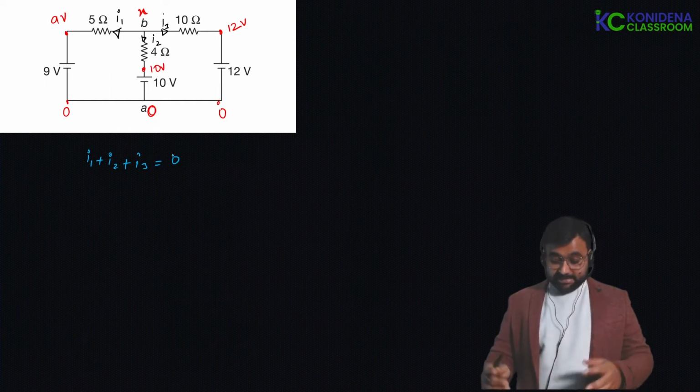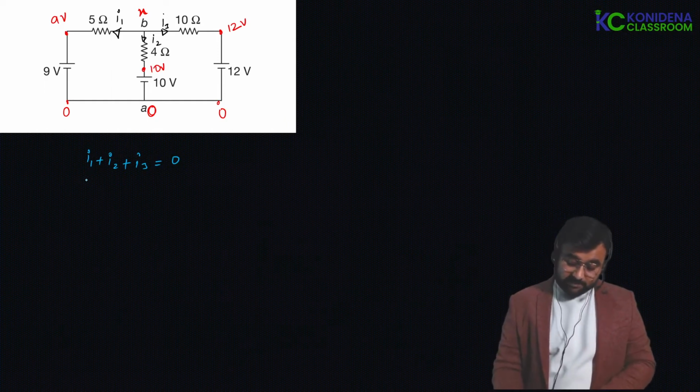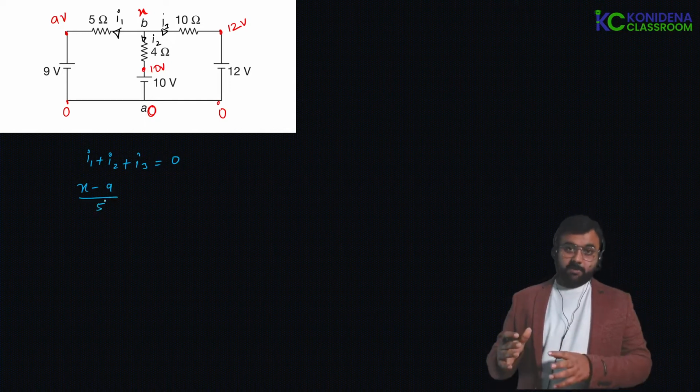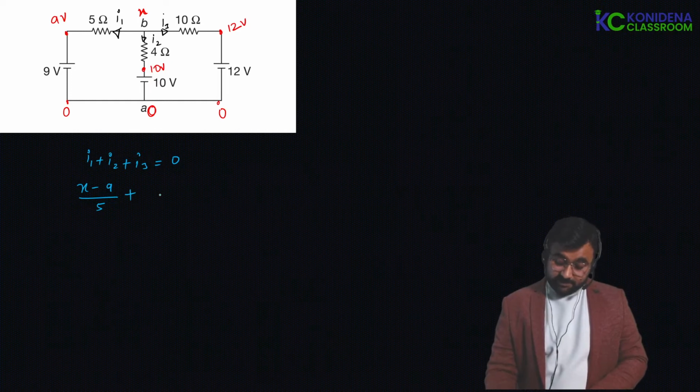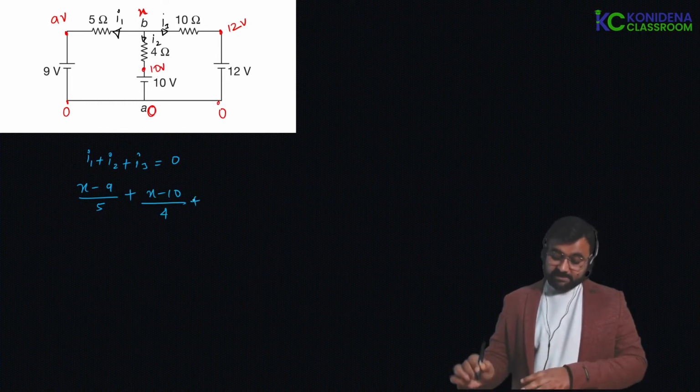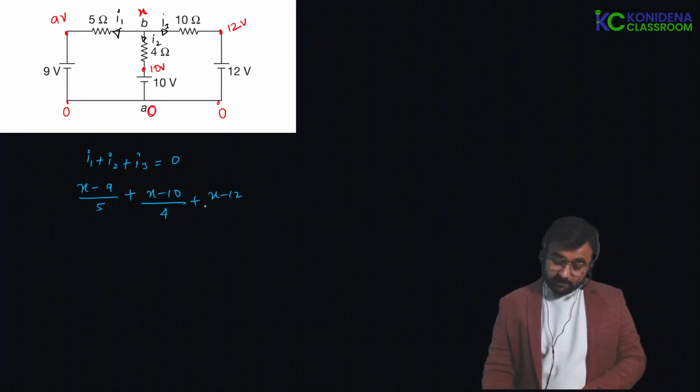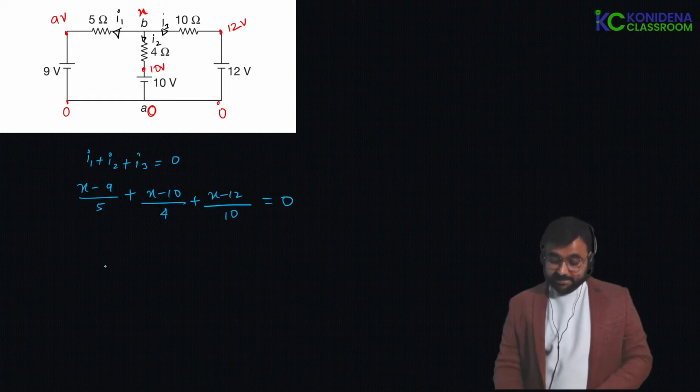Since X is at the highest potential, I1 is going to be (X minus 9) by 5. Potential drop by resistance is current. Plus here, (X minus 10) by 4, plus (X minus 12) by 10. That has to be 0, right? Let us take the LCM of this. This is going to be 20.